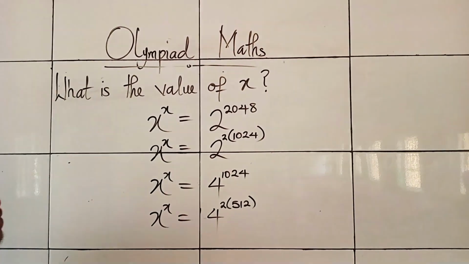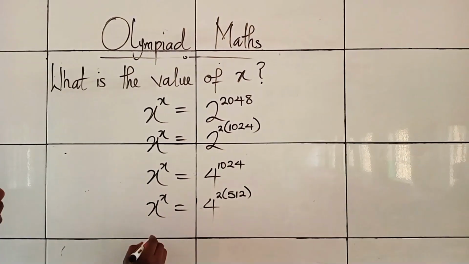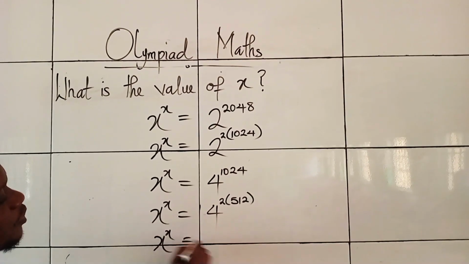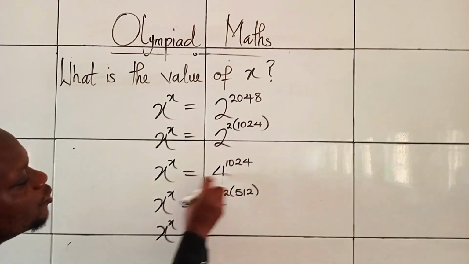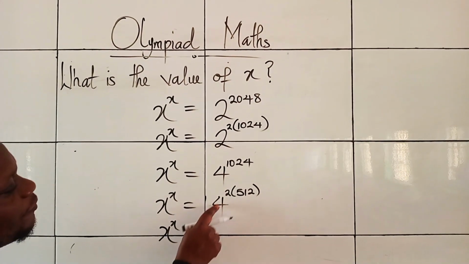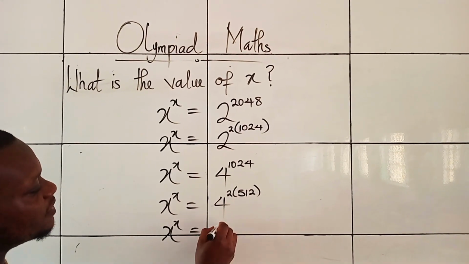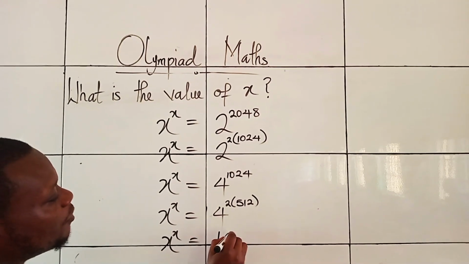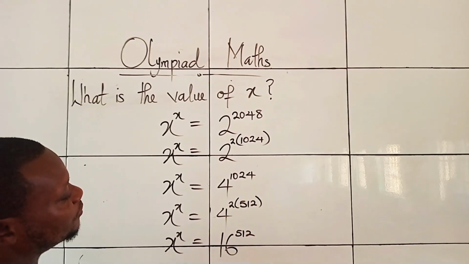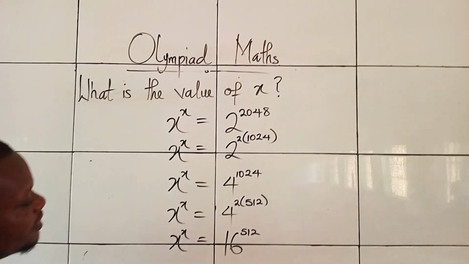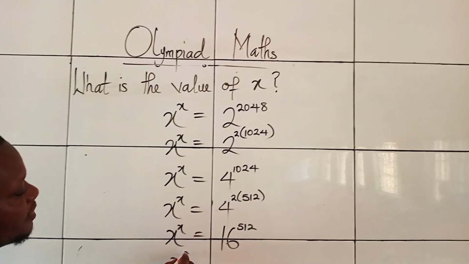Okay, now we have x raised to the power of x equals, now 4 raised to the power of 2 is 16. So instead of 4 raised to the power of 2 times this, we can write it as 16 raised to the power of 512.